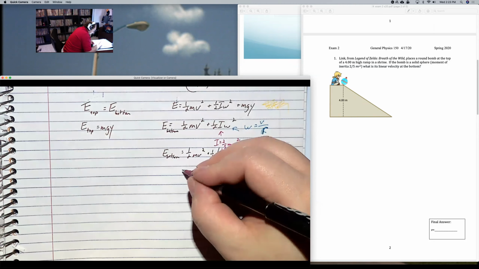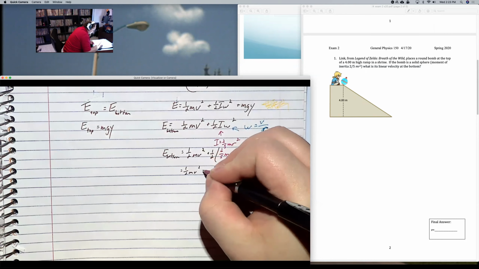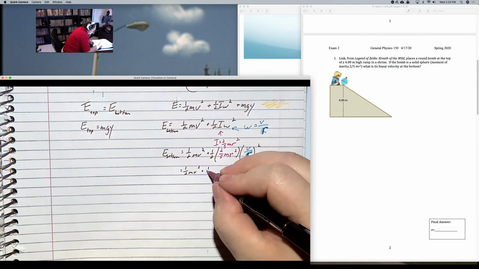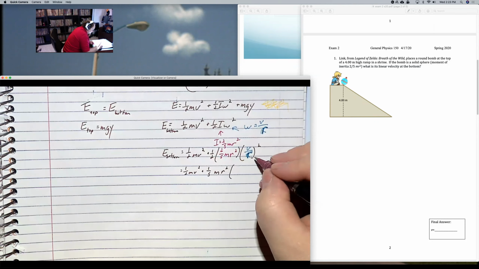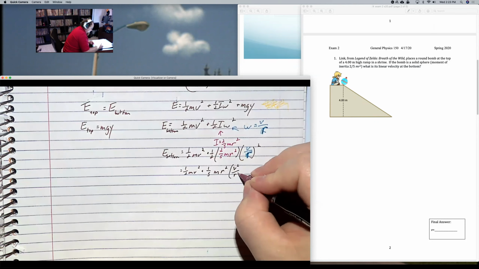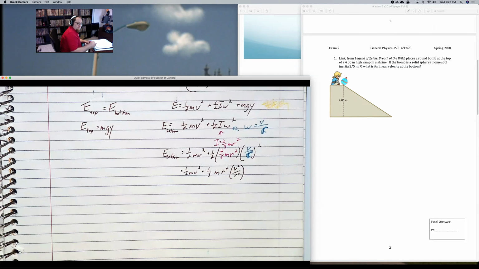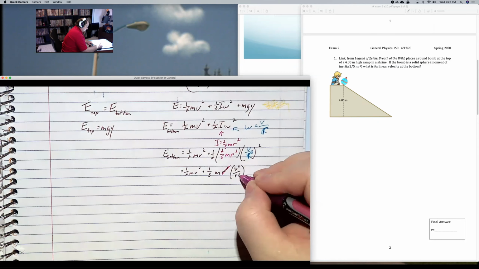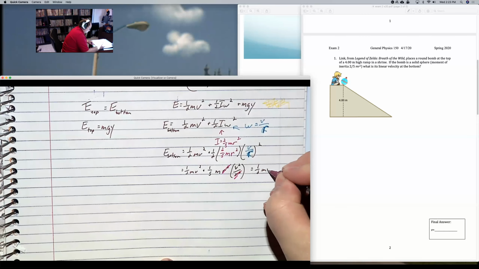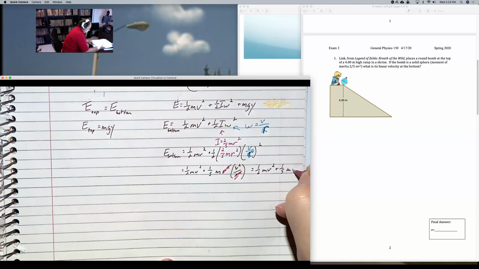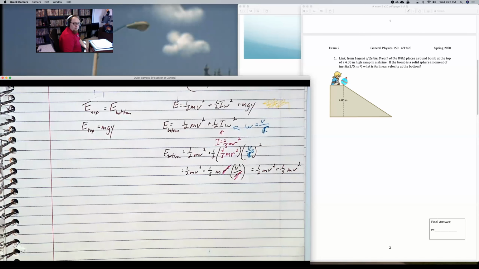So let's look at this. This is 1/2 mv squared plus 1/2 times 2/5, which is 1/5, times v squared, v over r squared, same as v squared over r squared. This allows the r squareds to cancel out. And I get 1/2 mv squared plus 1/5 mv squared. Wait, 2/5 times 1/2 is 1/5? Yep, the twos cancel out. Oh, okay.